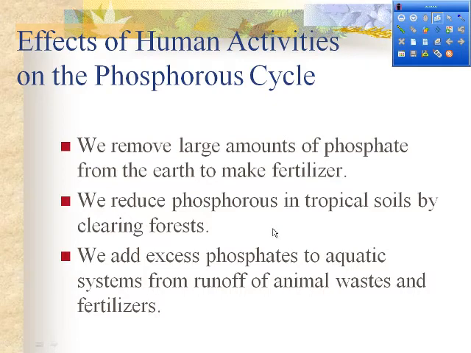So our big impact on phosphorus is fertilizer. We use huge amounts of phosphate to make fertilizer. We reduce the phosphorus by clearing forests. We add it to aquatic systems from runoff from animal wastes. We're going to talk about that, eutrophication, a little bit later.